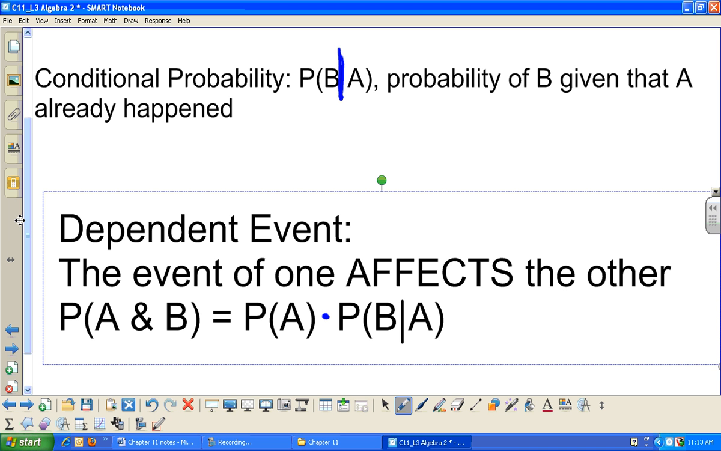This would be in a case if I had a deck of cards and I took out a card, what's the probability my next card would be a jack, given that I already picked a queen?